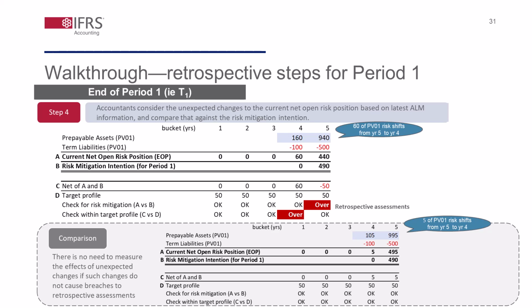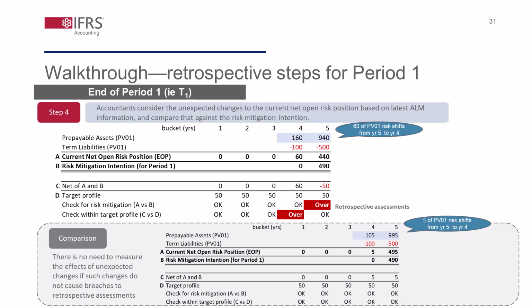These changes are likely to be caused by changes in expectations when the current net open risk position contains expected cash flows, such as early repayments. In our example, assume part of the prepayable assets previously expected to be repaid in year 5 are now expected to be repaid early in year 4, and there were no other changes. Accountants recalculate the PV01 of the underlying positions and work out the current net open risk position at the end of the period in PV01 terms, which is plus 60 in year 4 bucket and plus 440 in year 5 bucket.